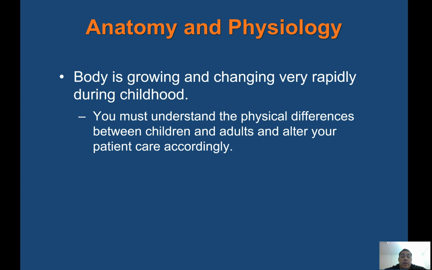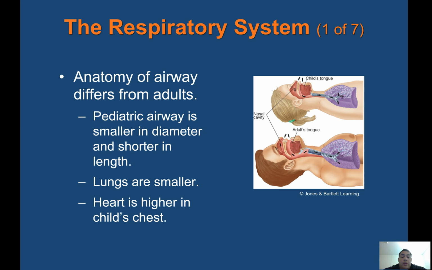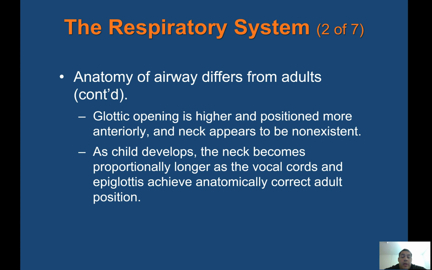Anatomy and physiology. The body is growing and changing very rapidly during childhood. You must understand the physical differences between children and adults and alter your patient care accordingly. So, the respiratory system. Anatomy and airway differ from adults. Pediatric airway is smaller in diameter and shorter in length. Lungs are smaller, heart is higher in the child's chest. Glottic opening is higher and positioned more anteriorly, and the neck appears to be non-existent. As the child develops, the neck becomes proportionally longer as the vocal cords and epiglottis achieve anatomically correct adult position.